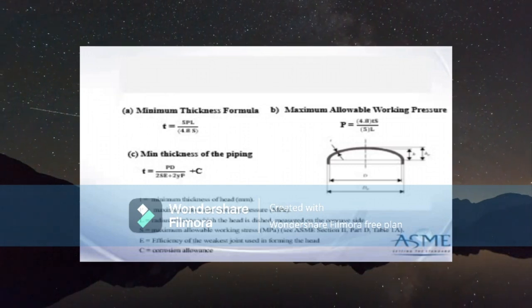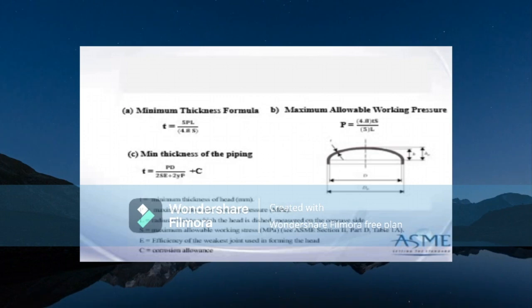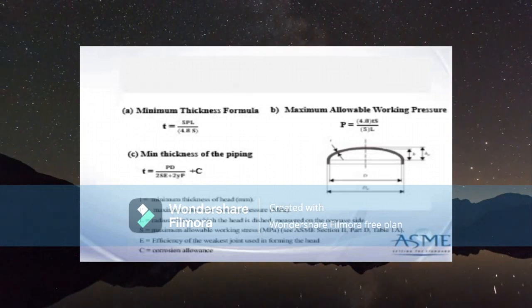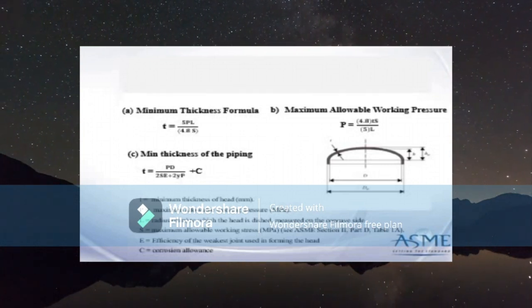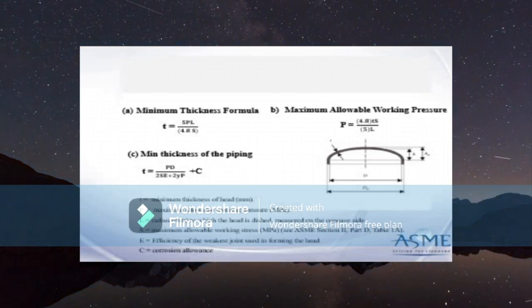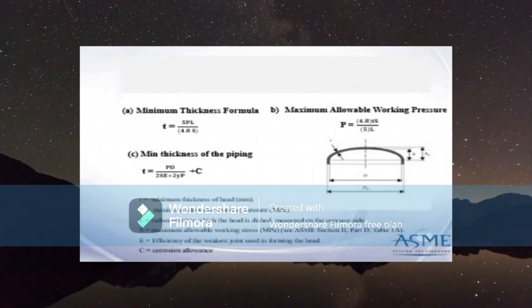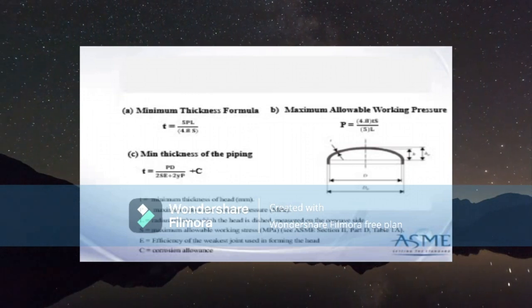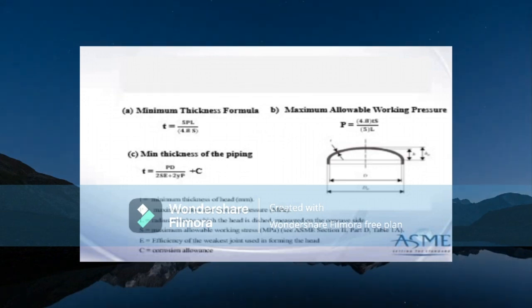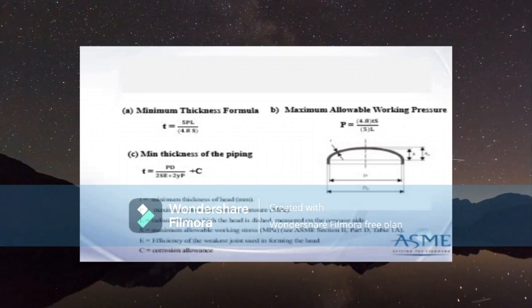Where t equals minimum thickness of head, mm. P equals maximum allowable working pressure, MPa. L equals radius to which the head is dished, measured on the concave side, mm. S equals maximum allowable working stress, MPa. E equals efficiency of the weakest joint used in forming the head. C equals corrosion allowance.